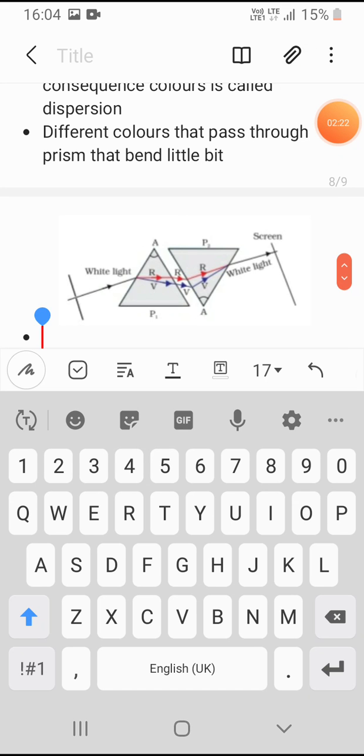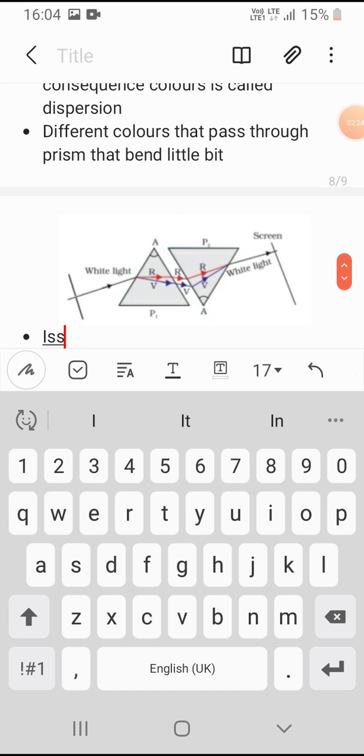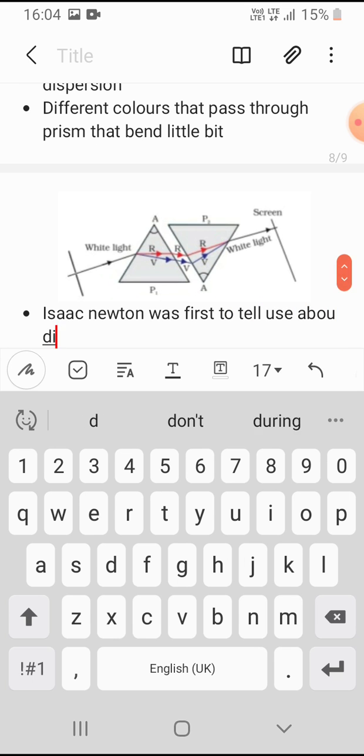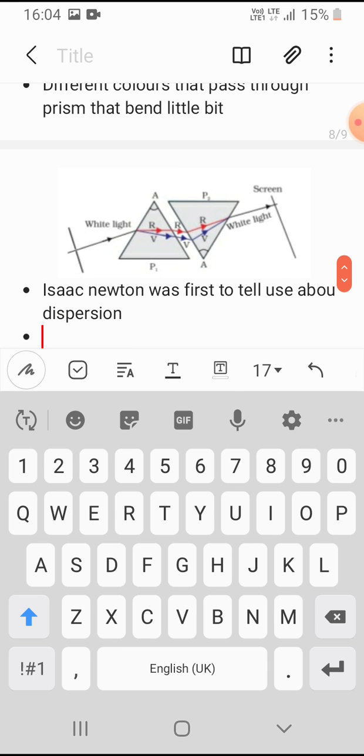This is how I will explain. First, I will say that Isaac Newton was the first to tell us about dispersion, the splitting of 7 colors from white light. When white light comes out of the prism, we get 7 colors. Isaac Newton first said this.